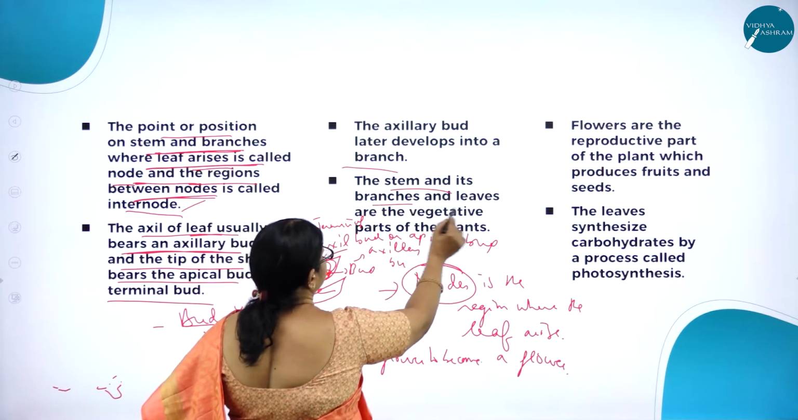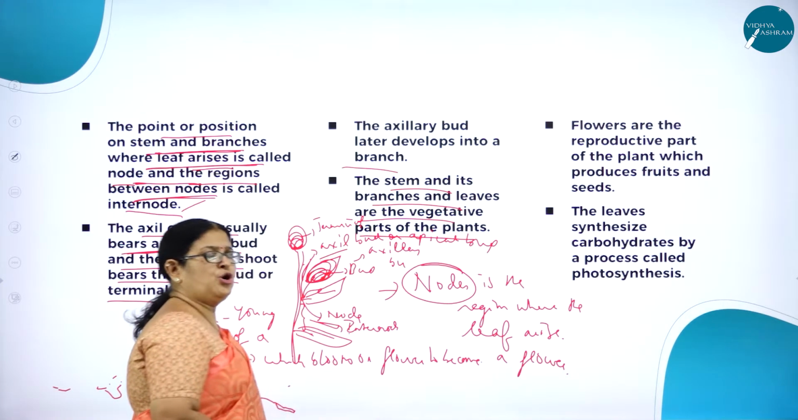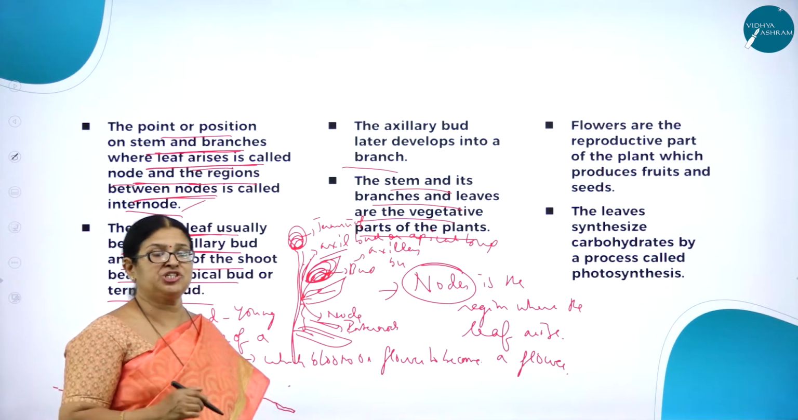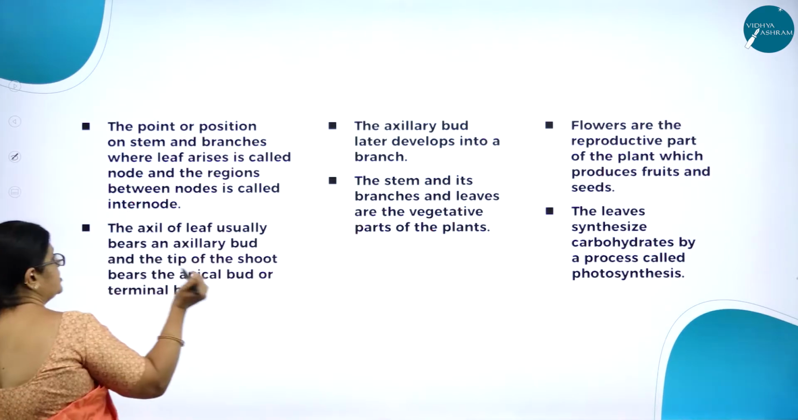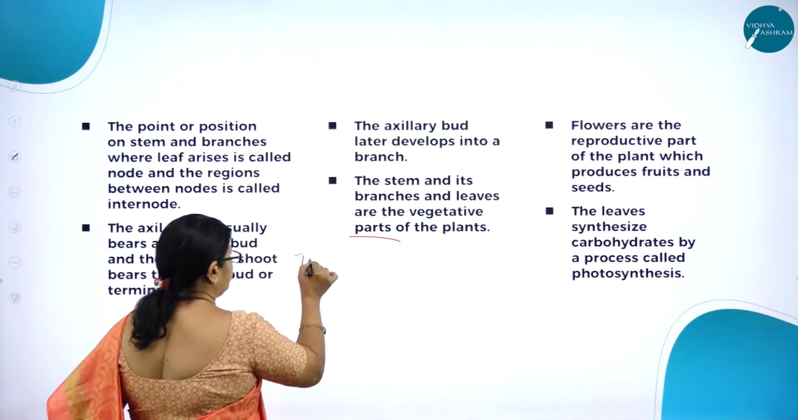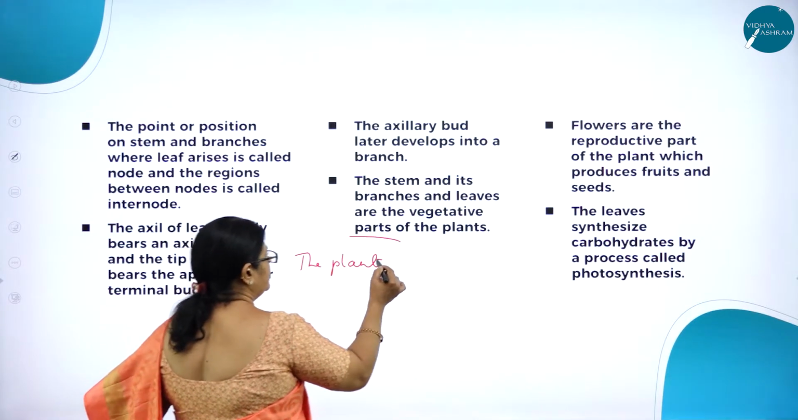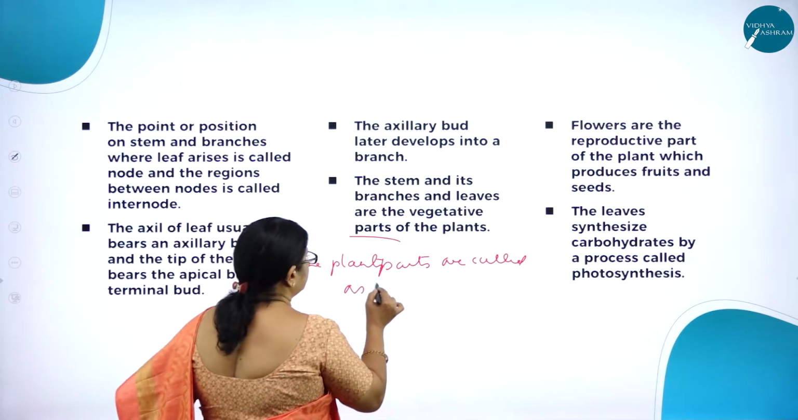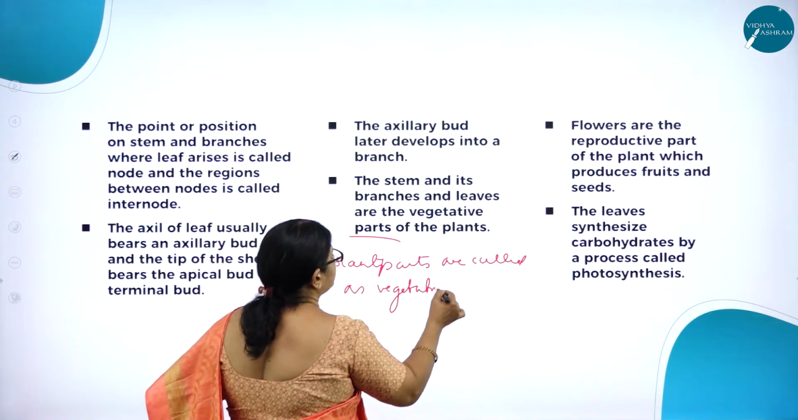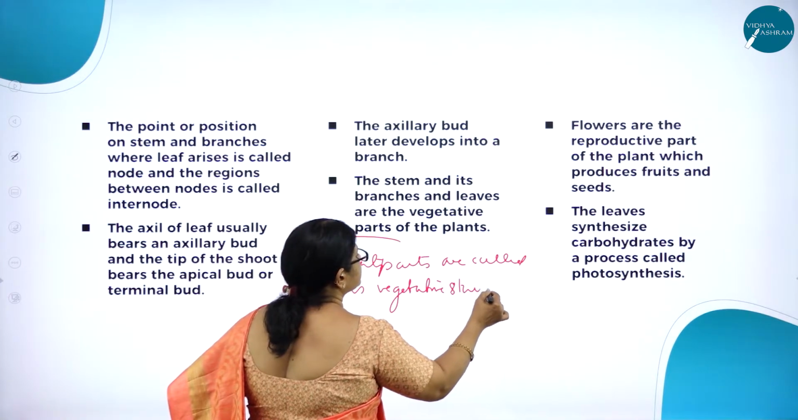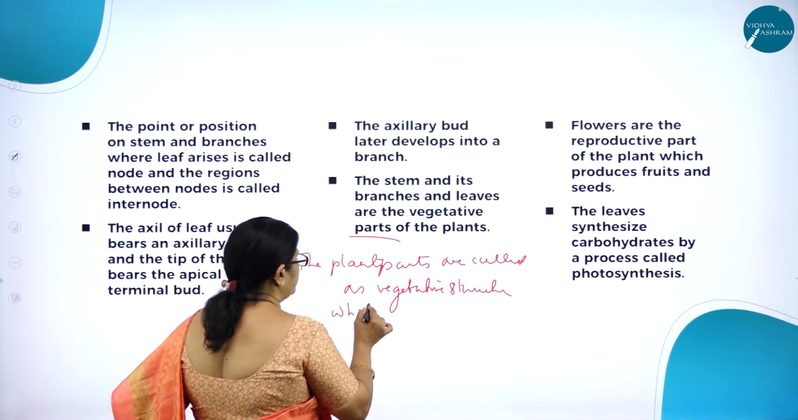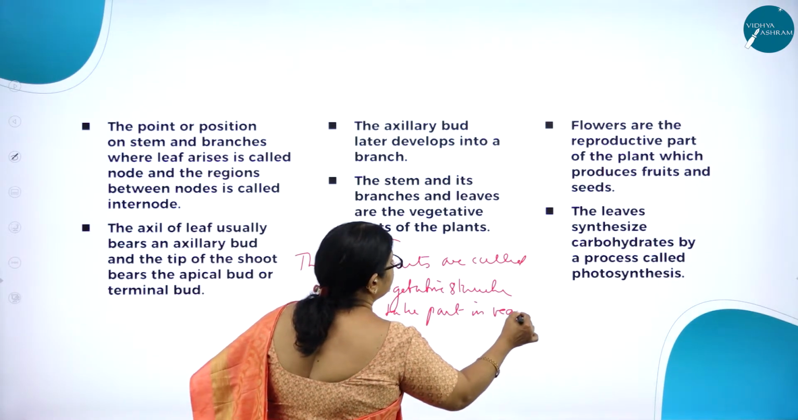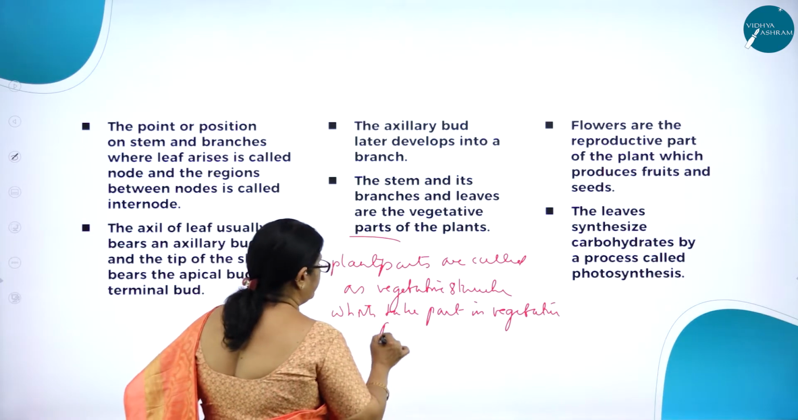The stem and its branch and leaves are the vegetative parts of the plants. Hope you remember that the plant parts also take part in asexual reproduction, right? So what do you mean by the vegetative part? The plant parts are called as vegetative parts or vegetative structures, which take part in vegetative reproduction.